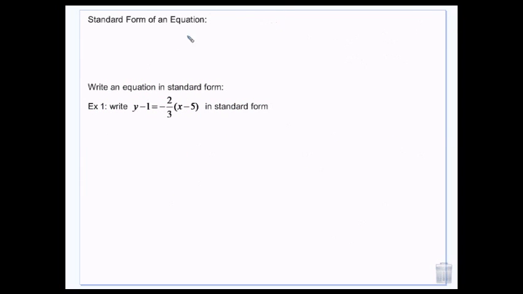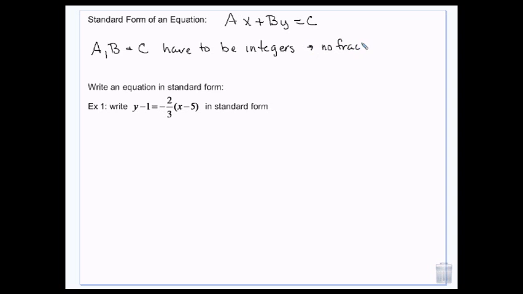All right, well, they'll talk about standard form of an equation, and the way it works is the standard form of an equation is ax plus by equals c. A, b, and c have to be integers. So you have no fractions or decimals. Okay, so A, B, and C are just numbers. And A must be positive.